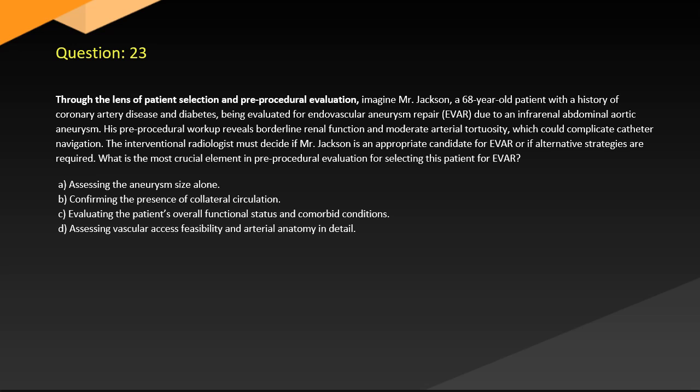What is the most crucial element in pre-procedural evaluation for selecting this patient for EVAR? A. Assessing the aneurysm size alone. B. Confirming the presence of collateral circulation. C. Evaluating the patient's overall functional status and comorbid conditions. D. Assessing vascular access feasibility and arterial anatomy in detail.